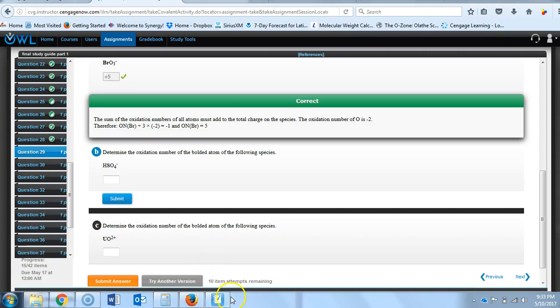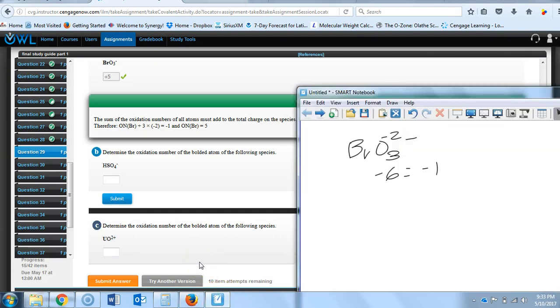HSO4, same story here. You know hydrogen's going to be a +1. It's got to add up to -1. Our oxygens are going to add up to -8. So what does the sulfur have to be? 1 plus what, plus -8 gives us a -1? That would be a +6.